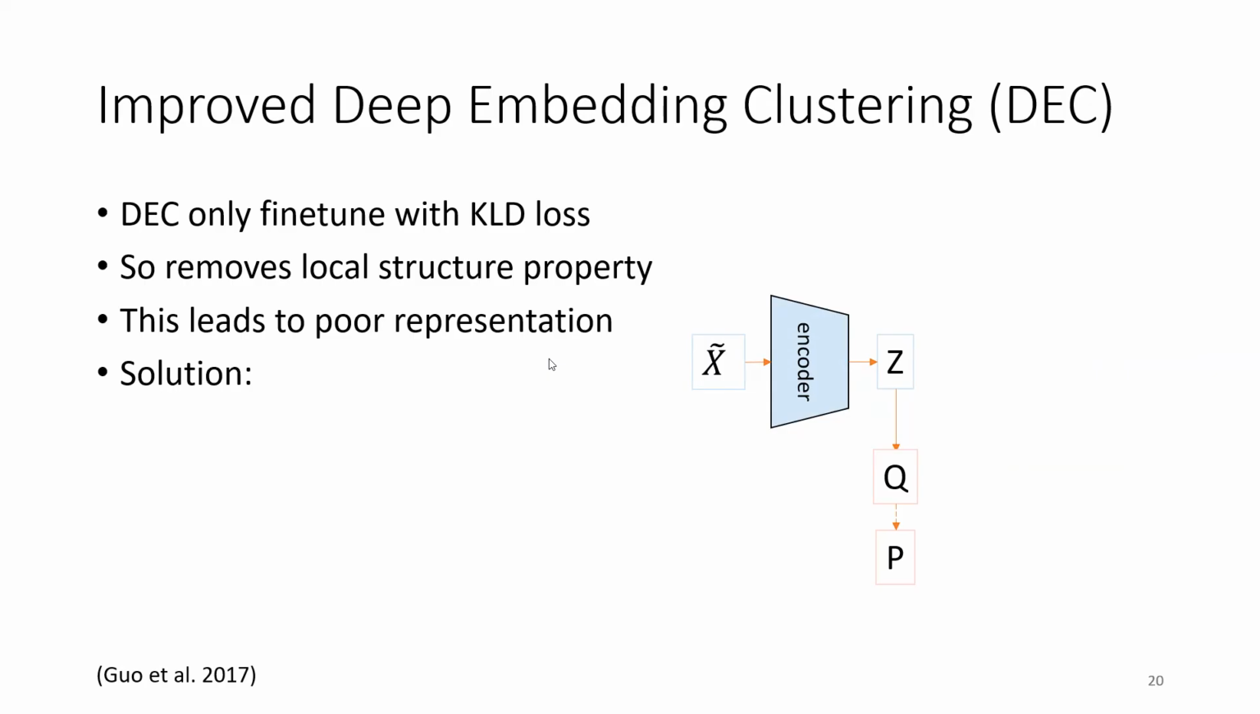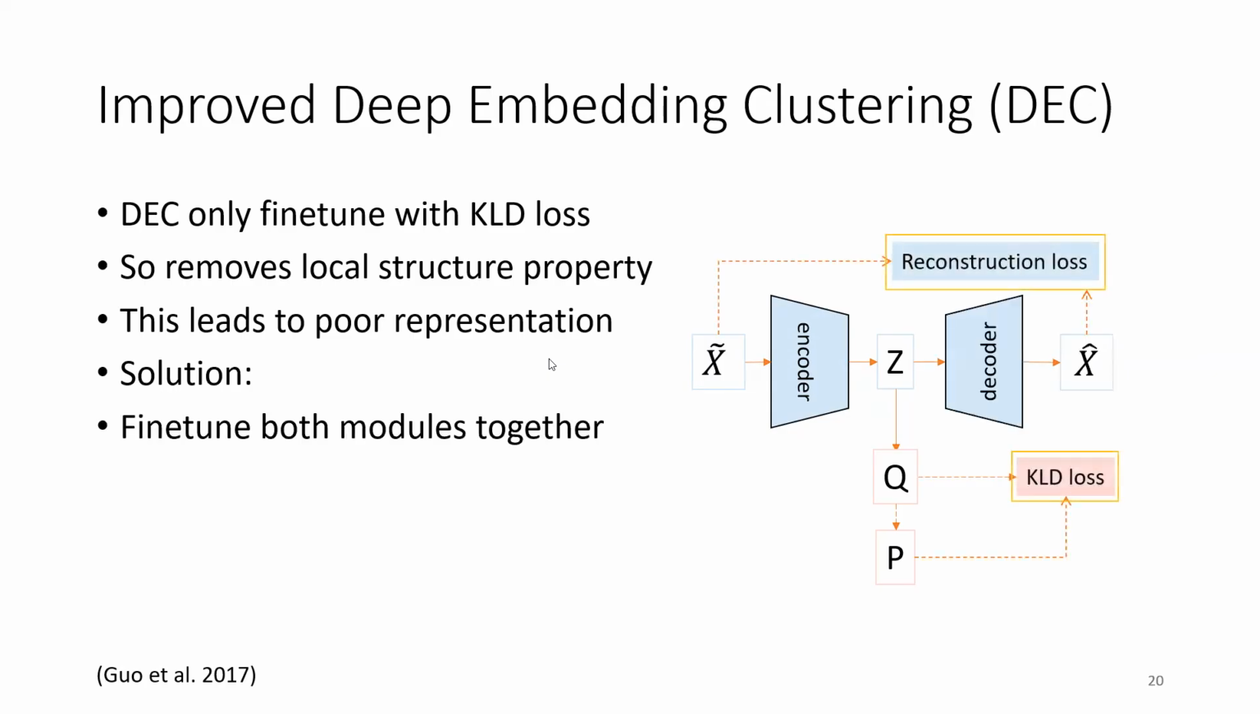The solution is simple. We can fine-tune both modules together, and then we use a combined learning objective. Notice we have a gamma parameter. This is used to balance the two losses.